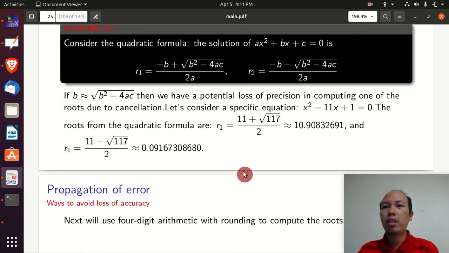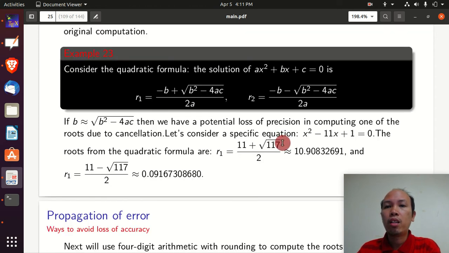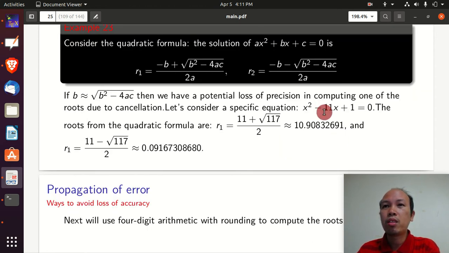This example, x squared minus 11x plus 1 is equal to 0. I know you are very familiar with this. So just use the quadratic formula: our a is 1, our b is negative 11, our c is 1. So I think this is r sub 2.